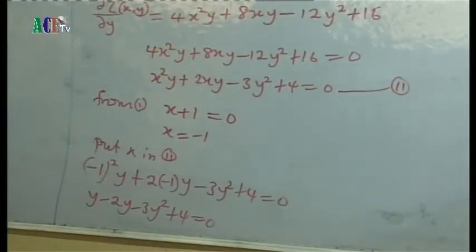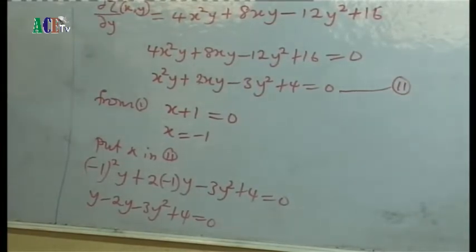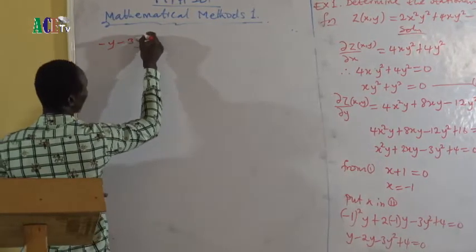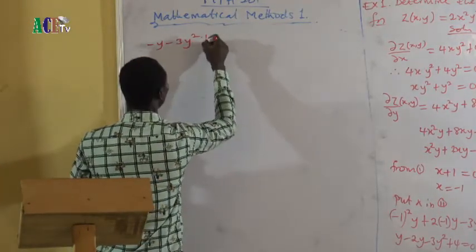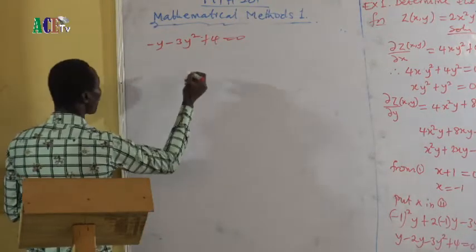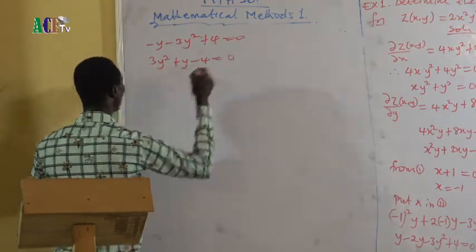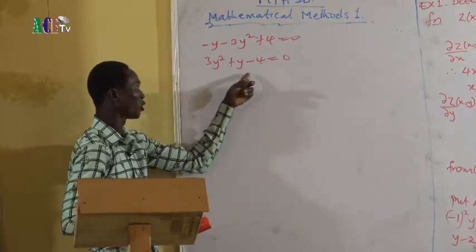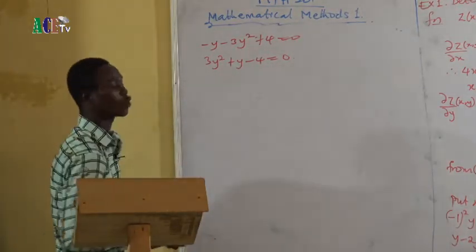From that side, I will get minus 2y minus 3y squared plus 4 plus 1 is equal to 0, which can be written as 3y squared plus y minus 4 is equal to 0. What I have just done is that I multiplied through by negative, then we change the signs. Solve this one with quadratic equation.